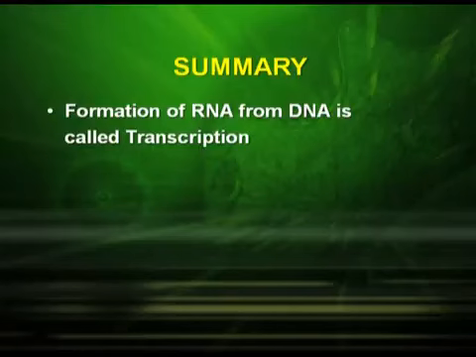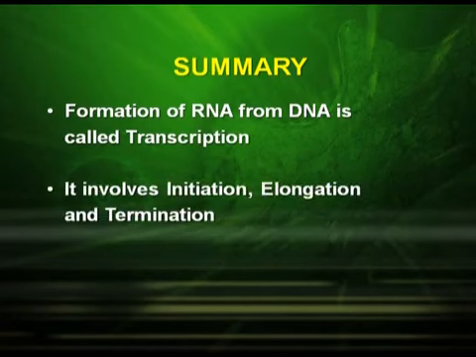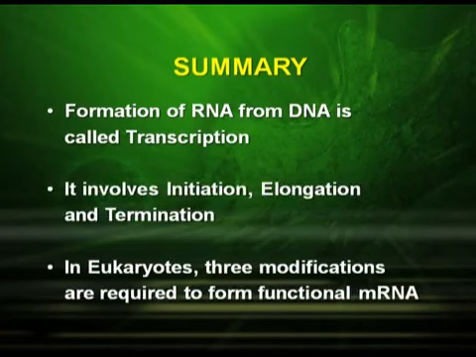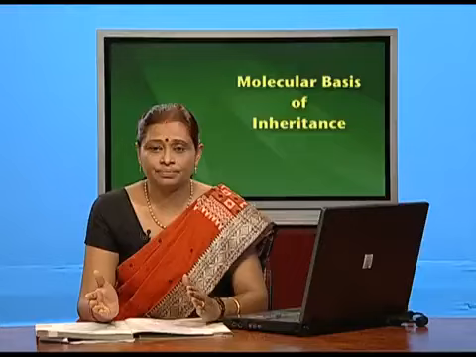So now let's have the summary of the topics. The formation of RNA from DNA is called transcription. It involves initiation, elongation and termination. In eukaryotes, 3 modifications are required to form functional mRNA.